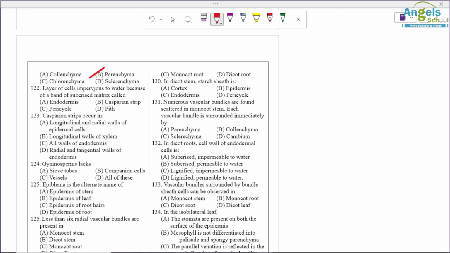Layer of cells impervious to water because of band of suberized matrix is called. So it is called Casparian strip.